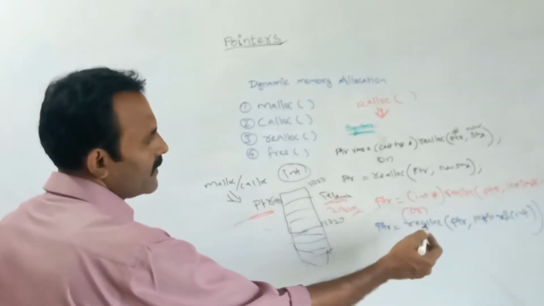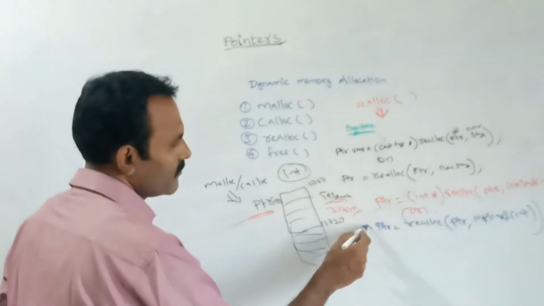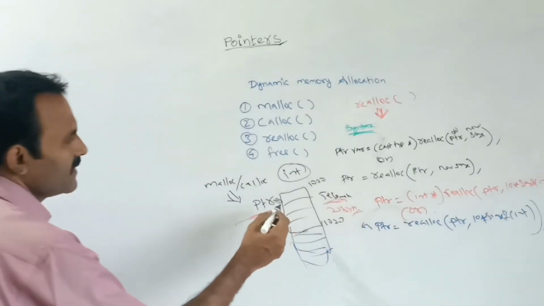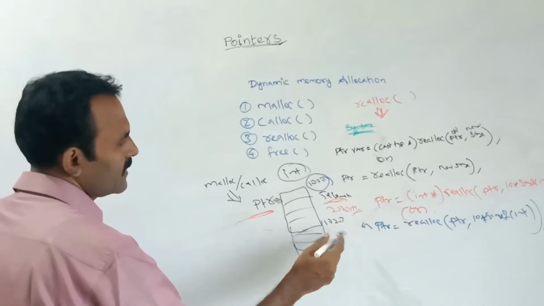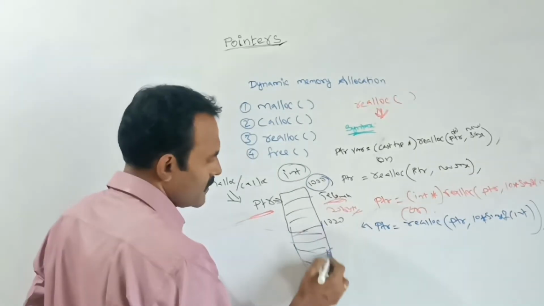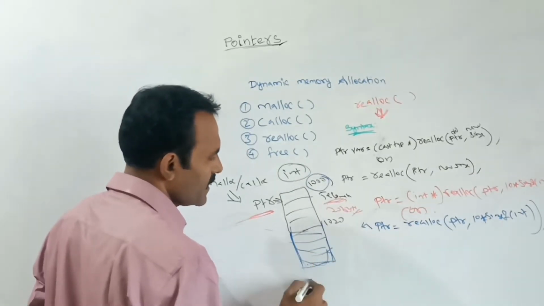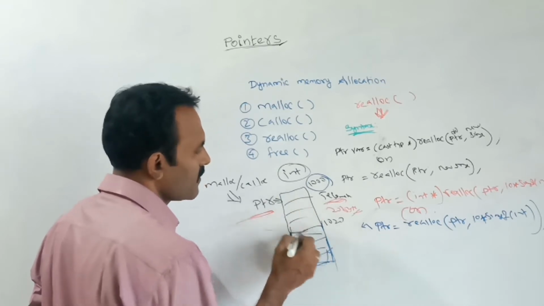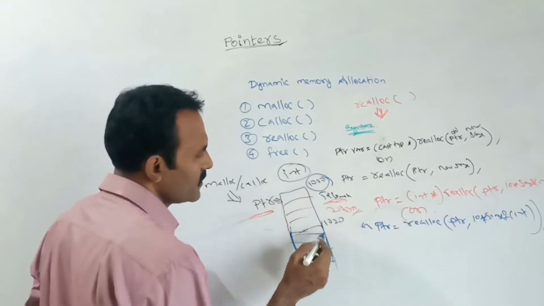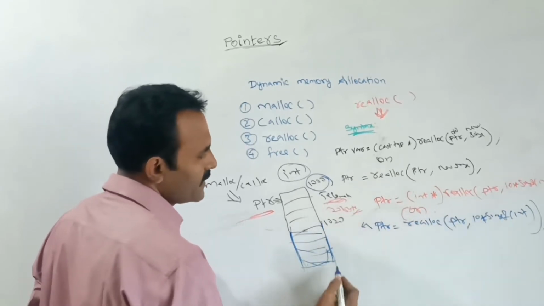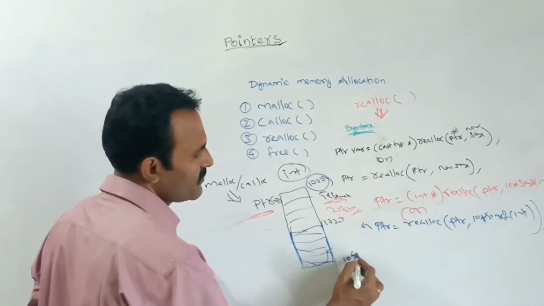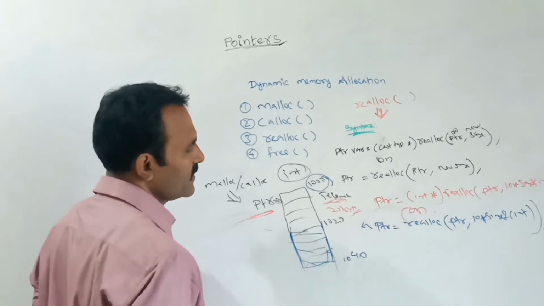Here let us assume this one. Previously this starting point is 1000. Here let us assume this block is the newly reallocated block. This one is the previous block, 1000 to 1020. Newly I have allocated another 20 bytes. 10 elements, totally up to 1040, up to this we can store the values.